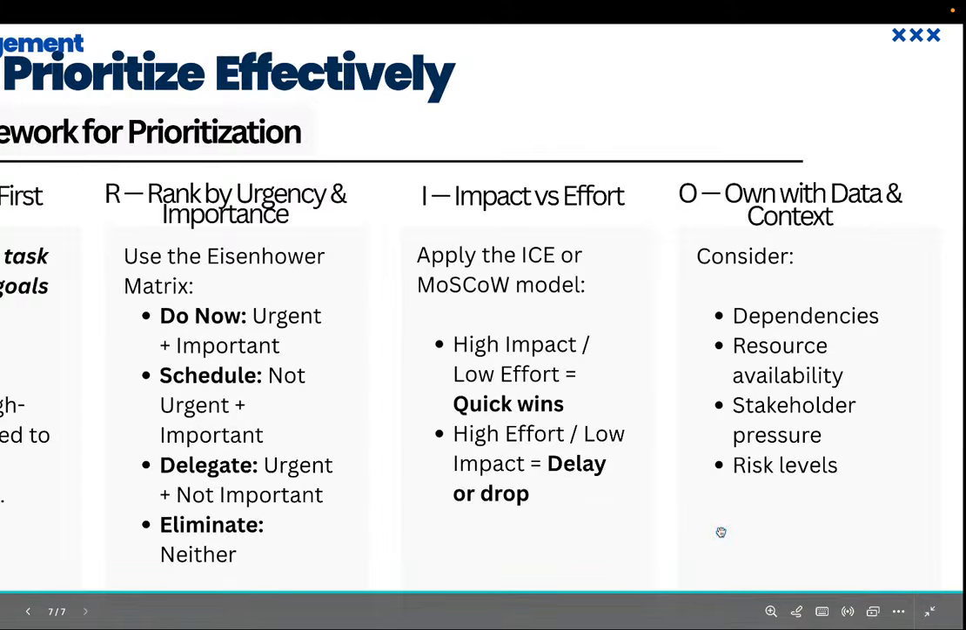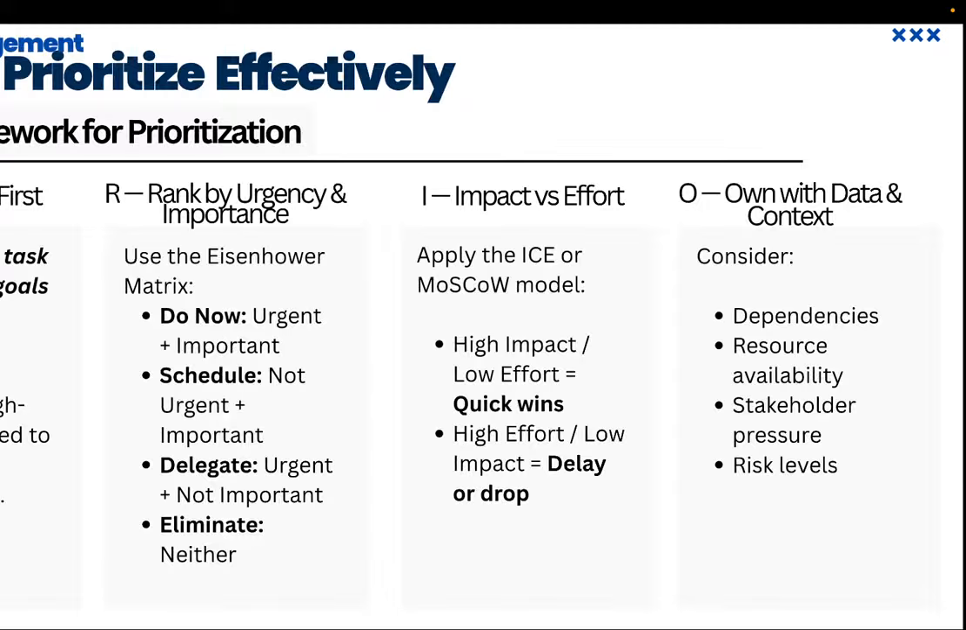Now, how do we break this down? Let's say there are certain tasks in the company that require high effort. You need a lot of people to actually do that task, and you need a higher level of involvement. But at the end of the day, the impact is very low to the company. So for something like that, you either delay it or you drop it. You get it? Tasks that require very high effort but have very low impact, you either delay or drop.